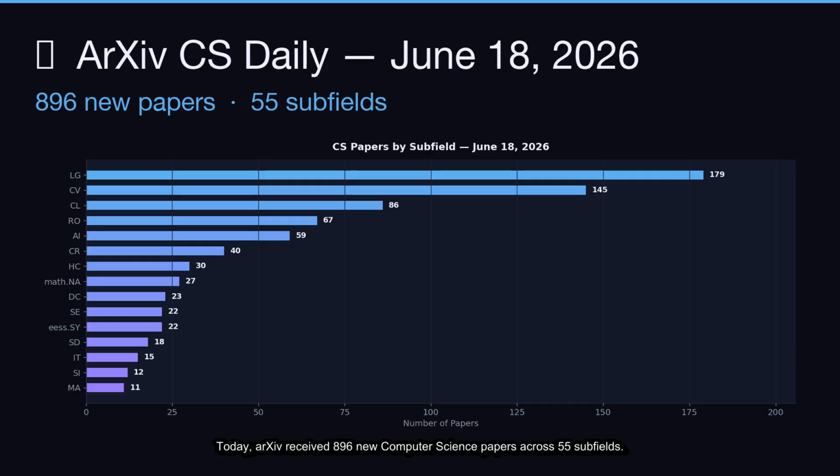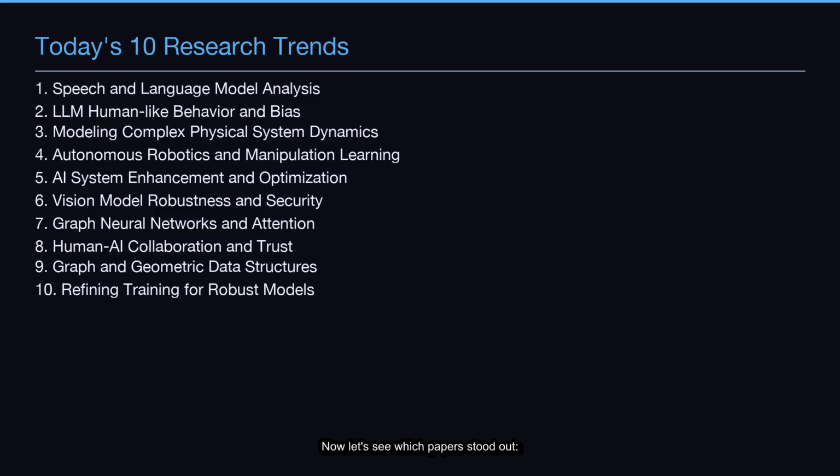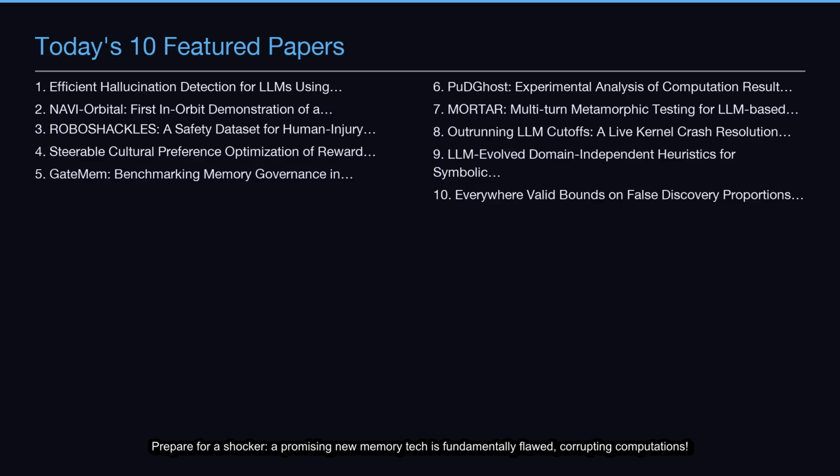Today, ArXiv received 896 new computer science papers across 55 subfields. Let's look at the research landscape before we continue with the remaining papers. Today's AI research landscape is buzzing with efforts to understand LLM behavior and build trust in human-AI collaboration, alongside fascinating work modeling complex physical systems. Now let's see which papers stood out. Prepare for a shocker. A promising new memory tech is fundamentally flawed, corrupting computations. Plus, LLMs are now designing algorithms that outperform human experts.